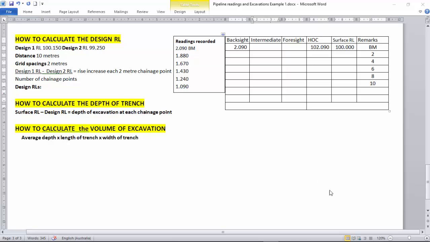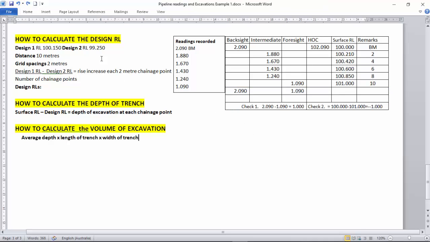To start with, we've got these readings that we've taken at 2 metre intervals: 0, 2, 4, 6, 8, 10, and these are the sizes. We're just going to put them into a height of collimation booking sheet, which everyone is fairly familiar with. So that's how we enter them: intermediate sights, foresights, and we put in our surface RLs. We do our checks, everything's fine.